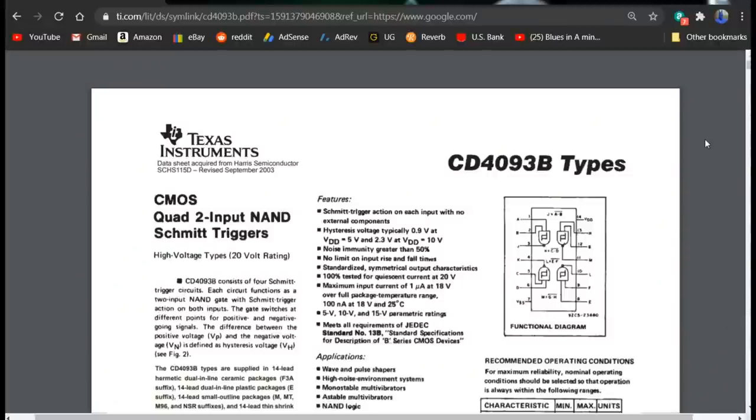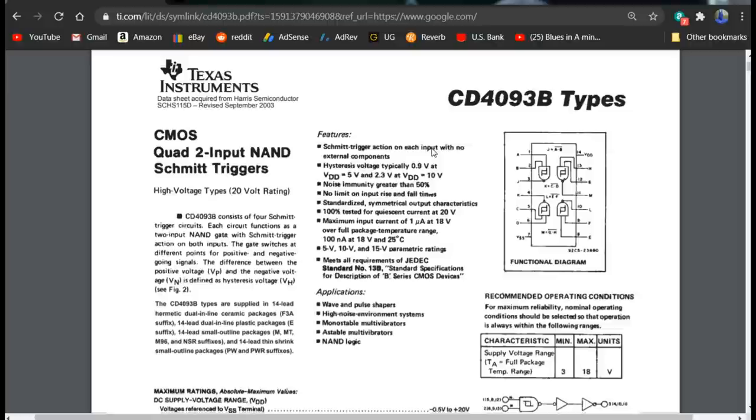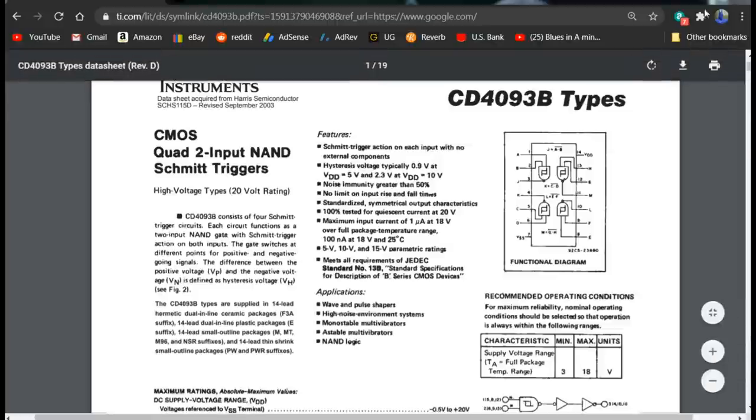Here's the data sheet for the CD4093. We can come down here and you can take a look at some of the important info. This is a nice IC because it has noise immunity. So if you're using this in an RF type chip, it is a little more immune to noise than some of the other ones. It also has no limit on rise and fall times. That's why we can get multiple second ons and offs. And it is also symmetrical, so we get a 50% duty cycle.